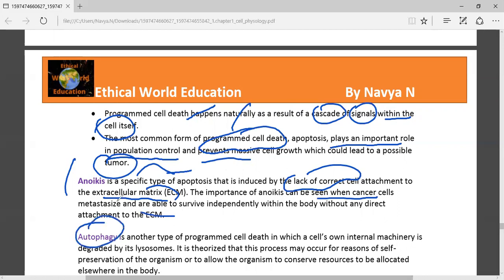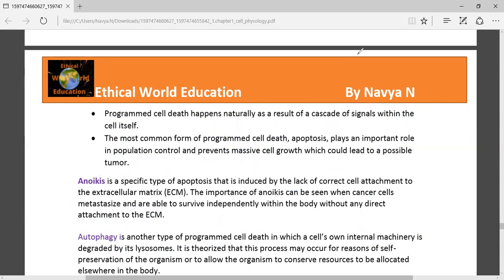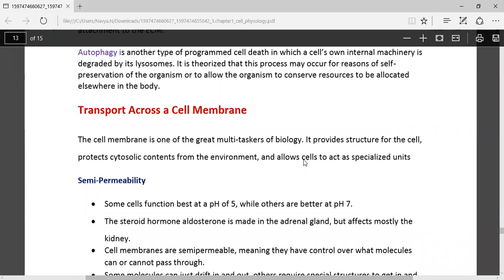And autophagy is another type of programmed cell death. Here the cell's own internal machinery is degraded by its lysosome. It is also theorized that this process occurs for the self-preservation of the organism, and to allow the organism to conserve resources to be allocated elsewhere in the body.